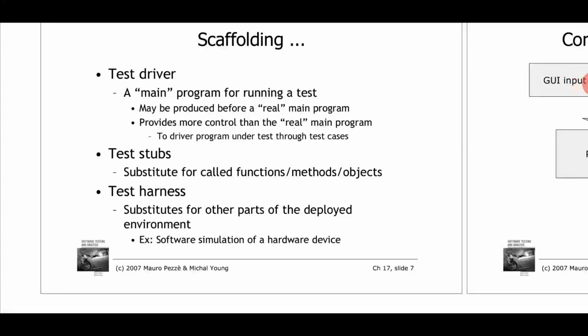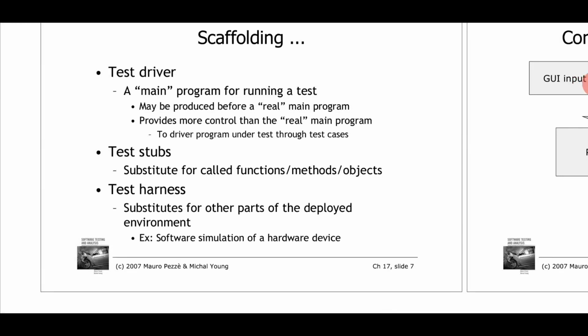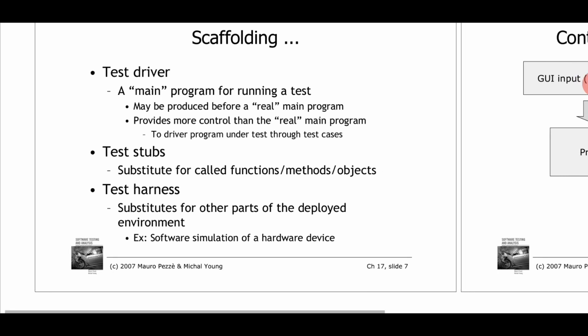What are stubs? A stub serves as a substitute for a called function. When a main program is there, and other functions or units are there, one function may call another function, and that function may call yet another. When you're writing the program, of course one program may call another program.